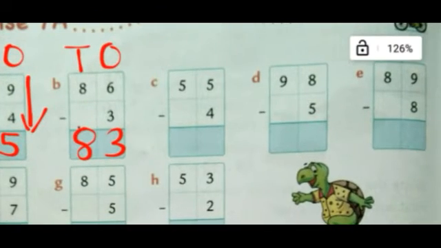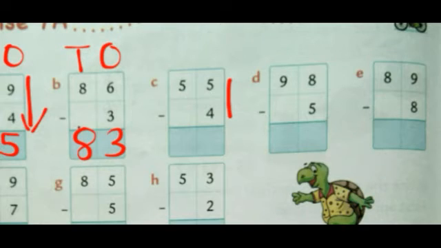See the next one. First we will start from the ones side. Now 5 minus 4. What is 5 minus 4? When we subtract 4 from 5, we will get 1. And now step number 2, subtract the tens. But in tens only 5 is there. Nothing else. That 5 we can bring down this way. Okay?